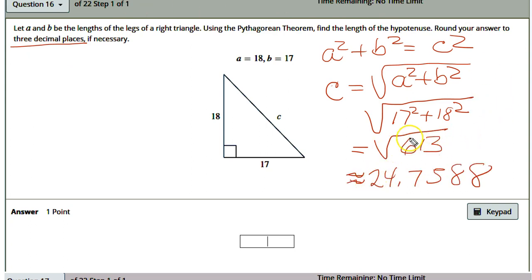So at this stage, we get the square root of 613, and then we get approximately 24.7588. They want us to round to 3 decimal places. So we look at our 4th place. This is an 8. So we're going to drop the 8 and make this a 9. And that's our answer.